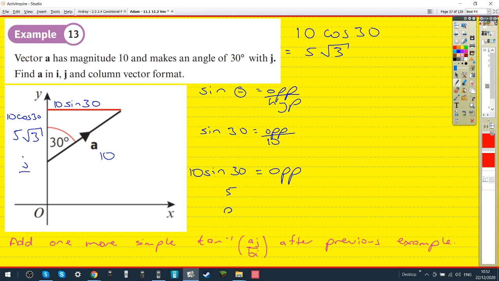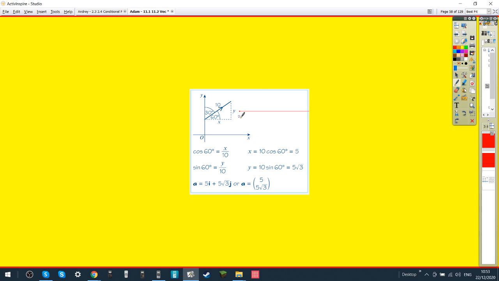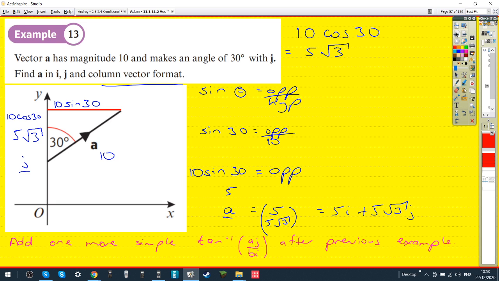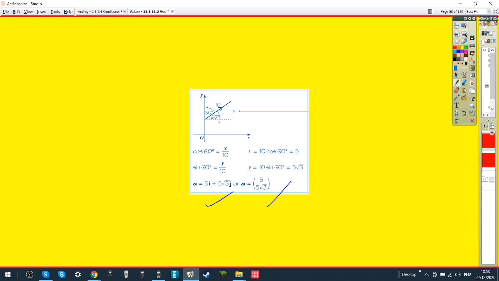Okay, so what is the vector A? Vector A is 5 on the top, and then 5 root 3 on the bottom. You're right, 5 root 3. They wanted it in column notation. I was going to write it as 5i plus 5 root 3 j. No, you're correct, they said column vector notation. So it's basically 10 sine 30, 10 cos 30. There we go. Yep, great. So we didn't use Pythagoras in any way. We could have. Yeah.